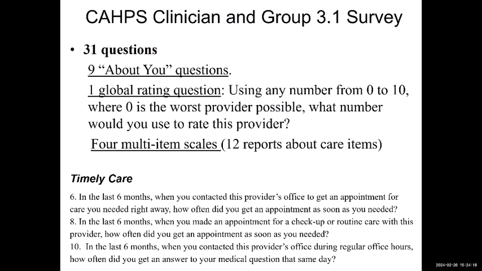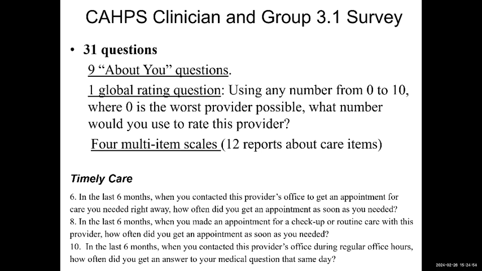We're going to compare the standard CAHPS 3.1 questions with the easier version. And the survey is 31 questions in total. It has 9 questions that just get information like about age and gender and so on, 9 about you questions. You also have some self-report health questions. And then the real meat of what we're after in the patient experience is reflected in this survey in one global rating question about the provider you saw.